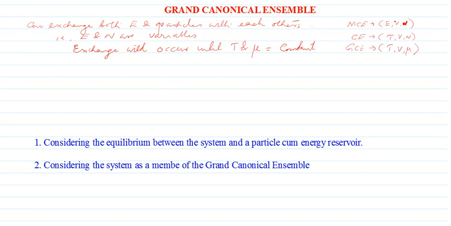So a thermostat is supposed to maintain temperature T, and a particle reservoir is supposed to maintain a chemical potential mu, since the system is in contact with this thermostat and the particle reservoir. Therefore, as we have seen, the macro state of our system will be T, V, mu or mu, V, T.